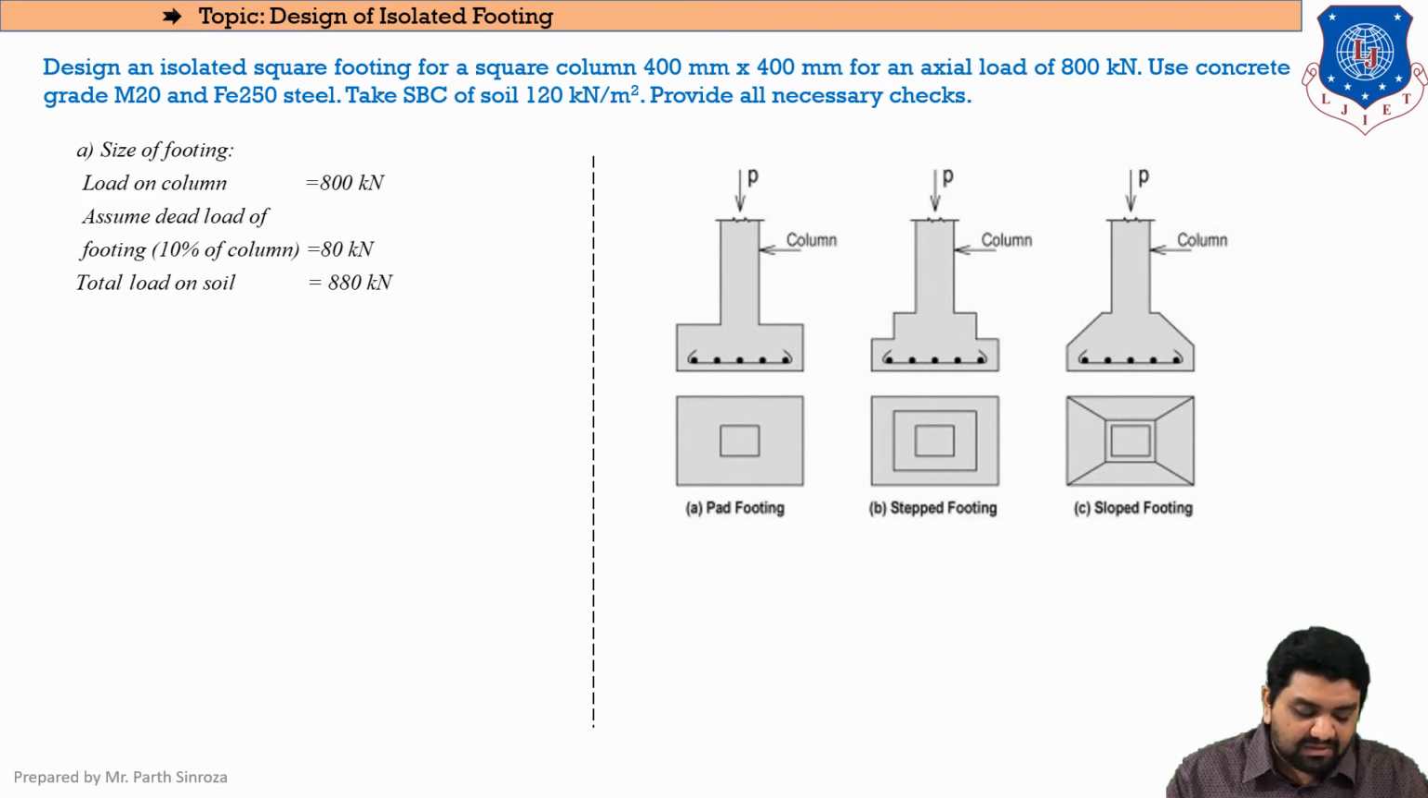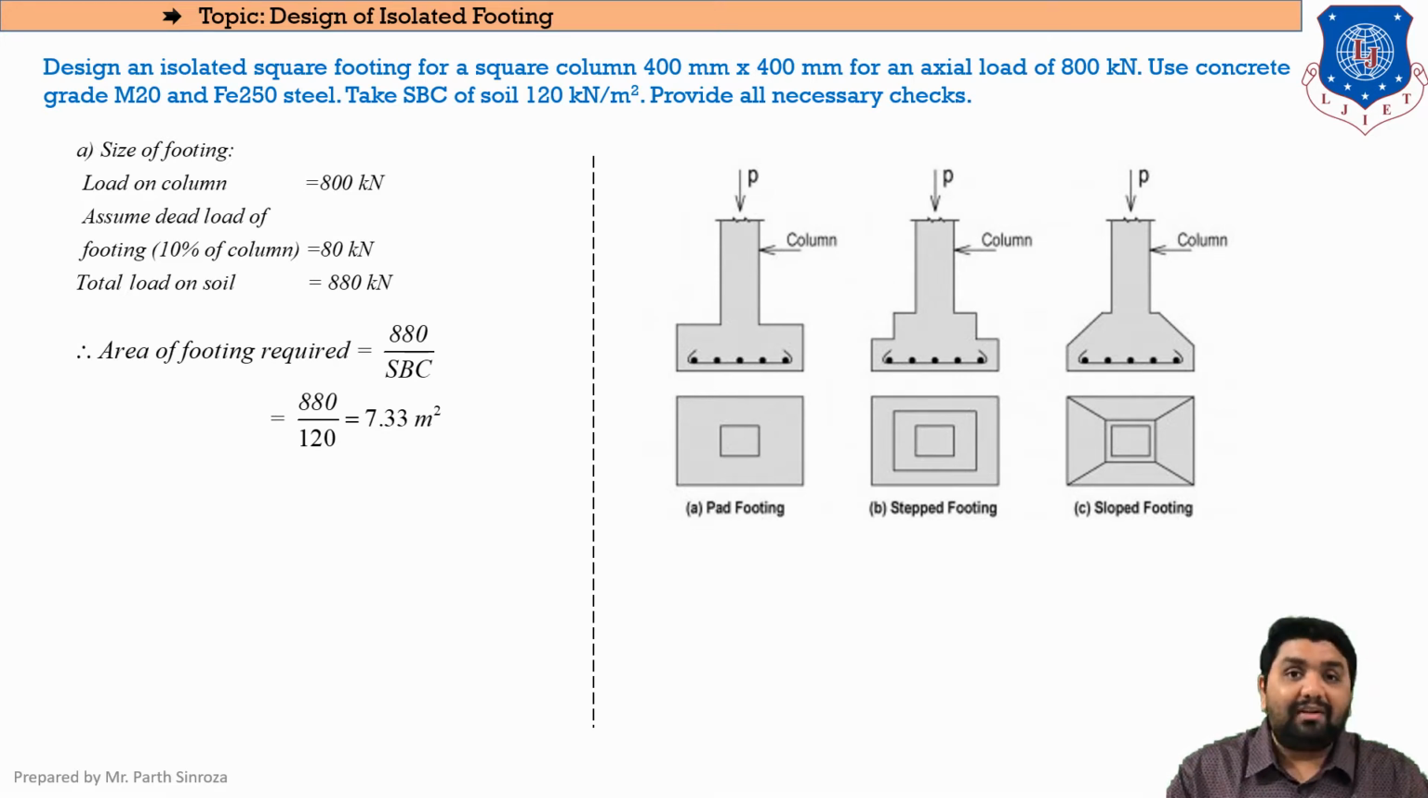So this will be our first step, finding the size of footing, and for that we'll require the total load on soil, and then we'll find the area of footing. The equation for that is the total load divided by soil bearing capacity. As the soil bearing capacity is given in the question to be 120 kilonewton per meter square, we get an answer of 7.33 meter square. Now there will be two conditions in this. First, we either provide a rectangular footing or a square footing. As it is given in the question that we are designing a square footing, we'll just take the square root of this answer.